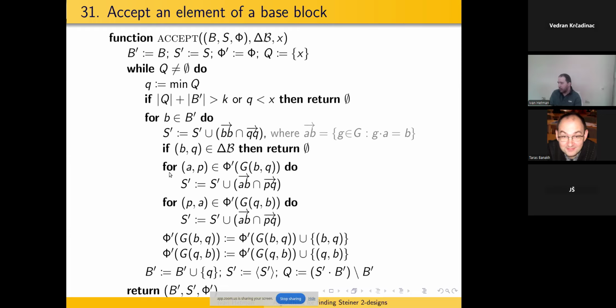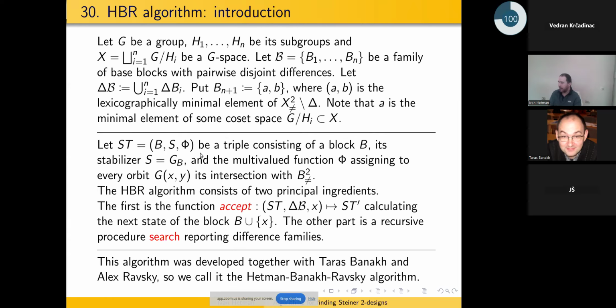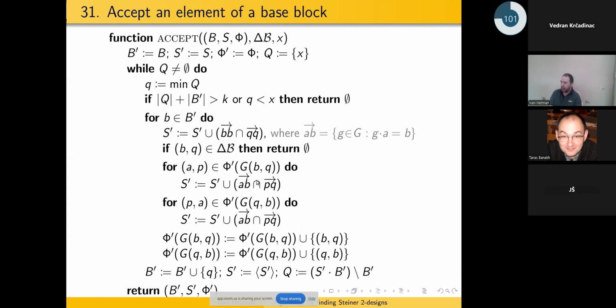Okay, then we do two cycles. First of all, we go through pairs AP, and secondly, we go through pairs PA that belong to this function phi. Let me remind you, this phi is a multivalued function assigning to every orbit its intersection with the block. So we basically go through all differences that are now in this block, and when we spot that a pair AP belongs to a specific already present intersection with the orbit, we also need to extend the stabilizer. So we're doing it here.